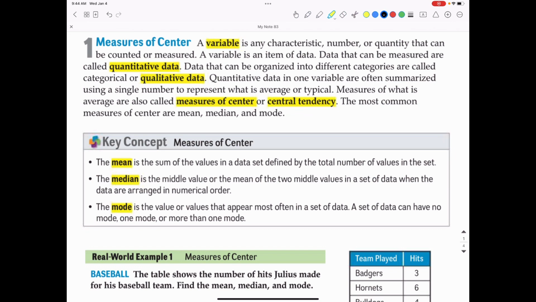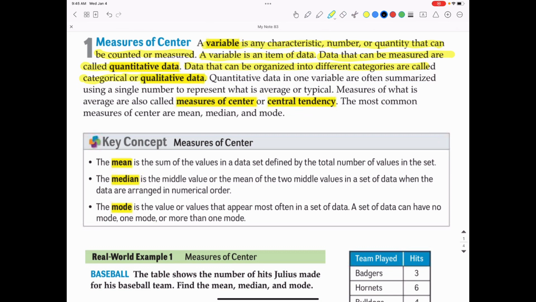So first off, a variable is any characteristic, a number, or quantity that can be counted or measured. So basically a variable is an item of data. Data refers to anything that we can count or measure. We have two different types of data. Data that can be measured is called quantitative data. Typically that is data that can be described using numbers. And then data that can be organized into different categories is called categorical or qualitative data.